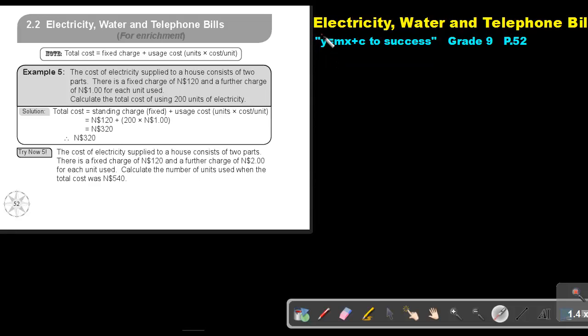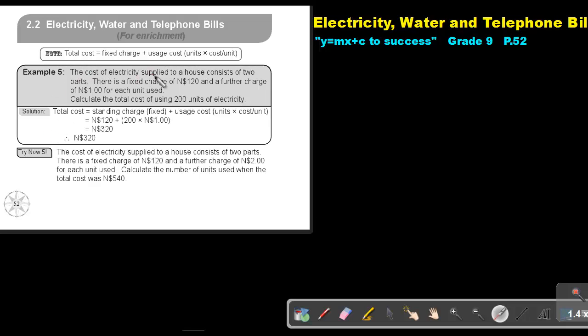Part 5. Electricity, water and telephone bills. You will find this on page 52 in the Namibian Mathematics Grade 9 textbook, y equals mx plus c to success. Note, the total cost is the fixed charge plus the usage cost, and that's the units multiplied by the cost per unit. Let's look at an example.